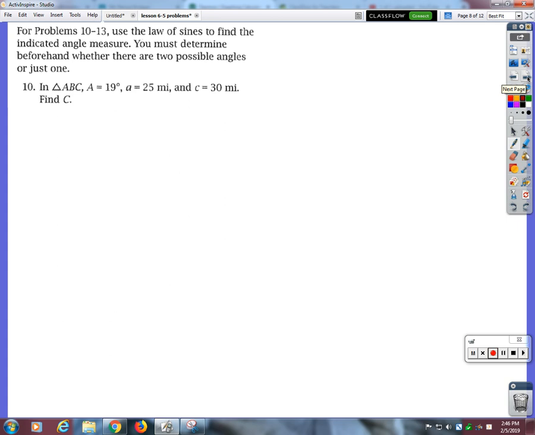So we will tackle 10 through 13 tomorrow, because they would like us to figure out before we start whether there's going to be two possible angles or one. Right, so we'll figure that out tomorrow.